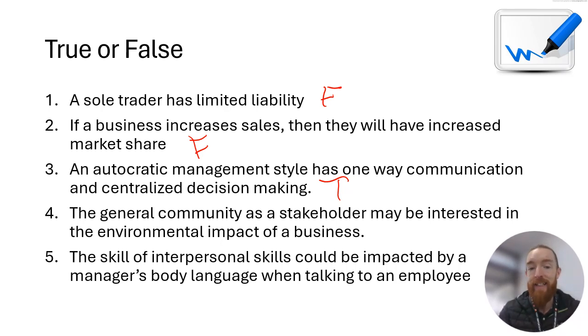The general community as a stakeholder may be interested in the environmental impact of a business. That is true also, because they care about the damage that a business can potentially do to their local environment. And finally, the skill of interpersonal skills could be impacted by a manager's body language when talking to an employee. That is true, because that's very much going to impact how they interact and the kind of picture and relationship they build with other employees.